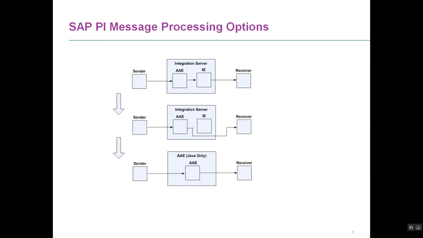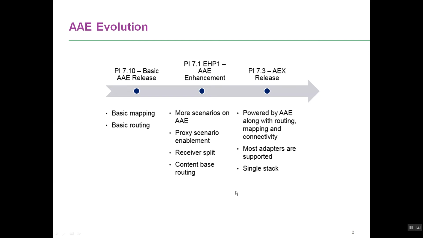So integrated configuration is supported both on ABAP stack and Java stack, whereas the classical configuration, the sender agreement, receiver determination, interface determination, and receiver agreement, is only supported on a dual stack installation of PI. Do not worry, we shall look at it. Okay. So how did this AAE evolve?